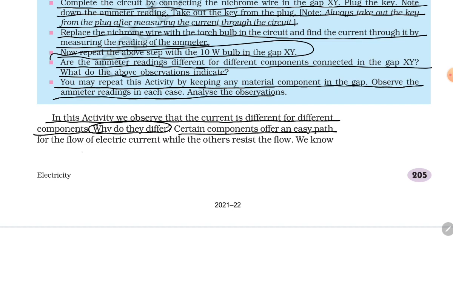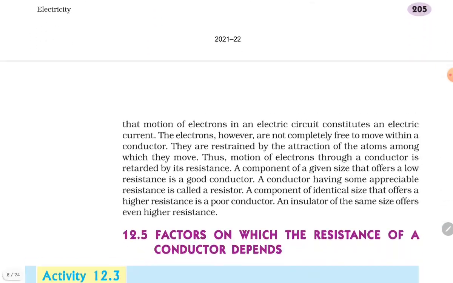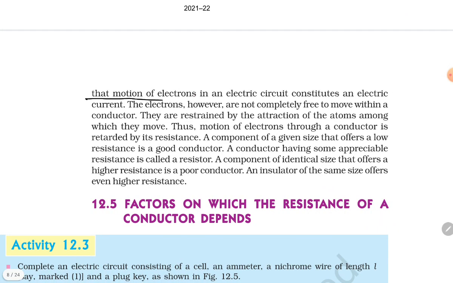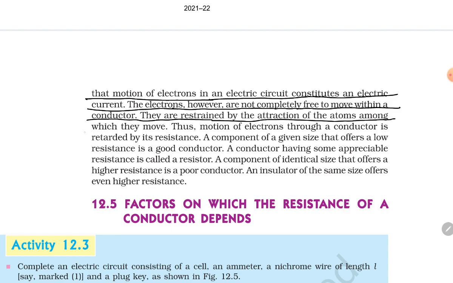Certain components offer an easy path for the flow of electric current, while others resist the flow. We know that the motion of electrons in an electric circuit constitutes an electric current. The electrons, however, are not completely free to move within a conductor. They are resisted by the attraction of the atoms among which they move. Thus, the motion of electrons through a conductor is retarded by resistance.